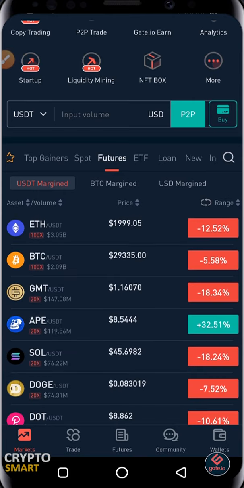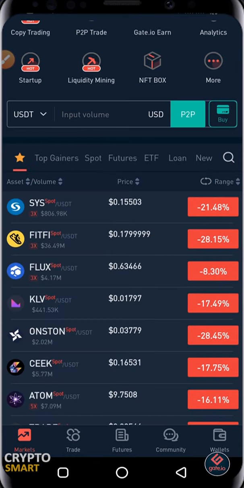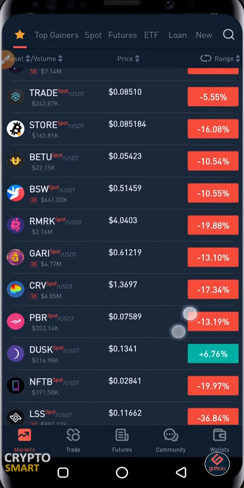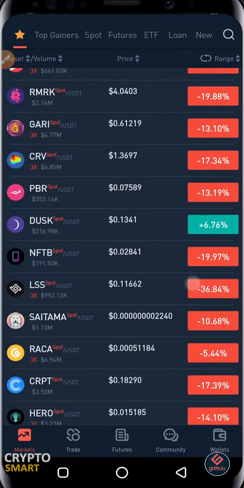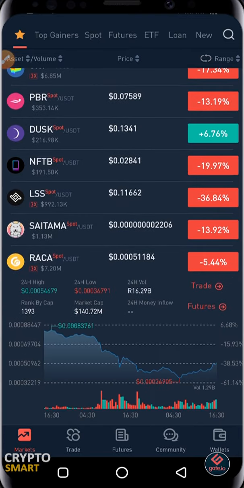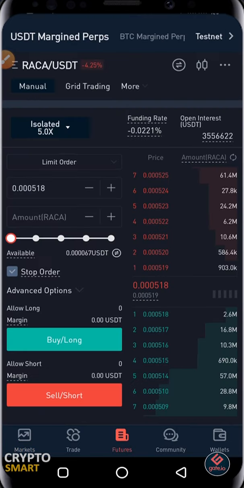So going back to where we are coming from, what we want to do is to trade futures for a particular coin. Let's say Raca. So I click on futures and it should take you to this particular screen. Now, this is where the magic happens.